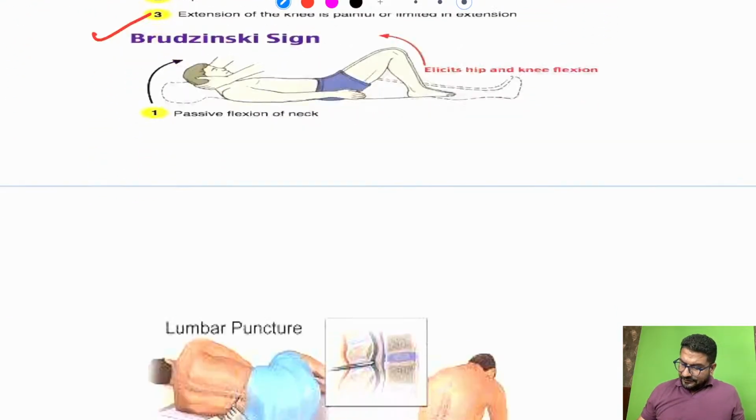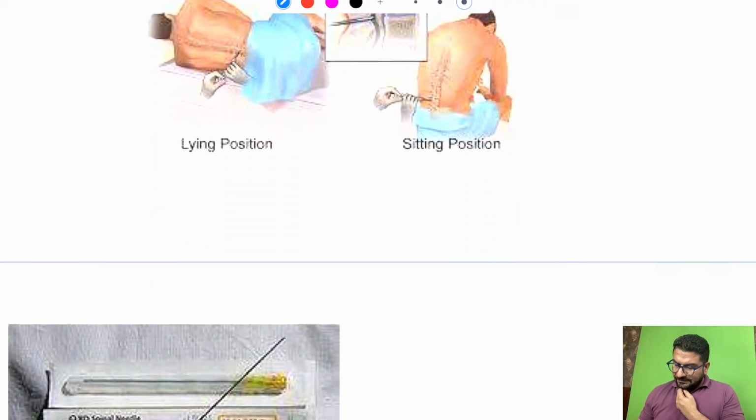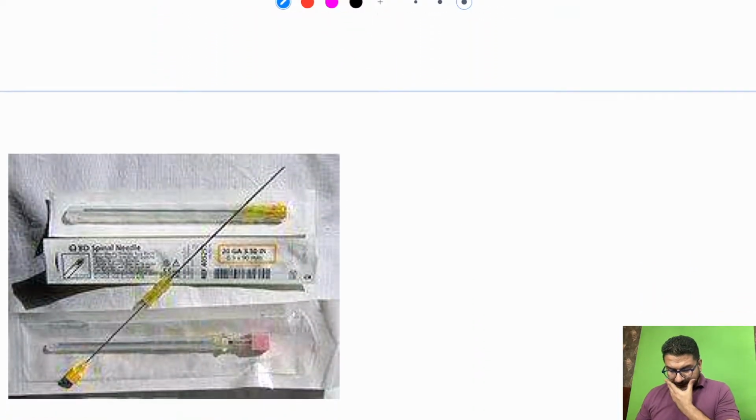Now look at the screen carefully and try to understand. So how do we make a diagnosis? Lumbar puncture. Lumbar puncture we can do in lying position or in sitting position. For lumbar puncture we need needles. This is the needle that we use, the LP needle, also called the Whitacre needle.